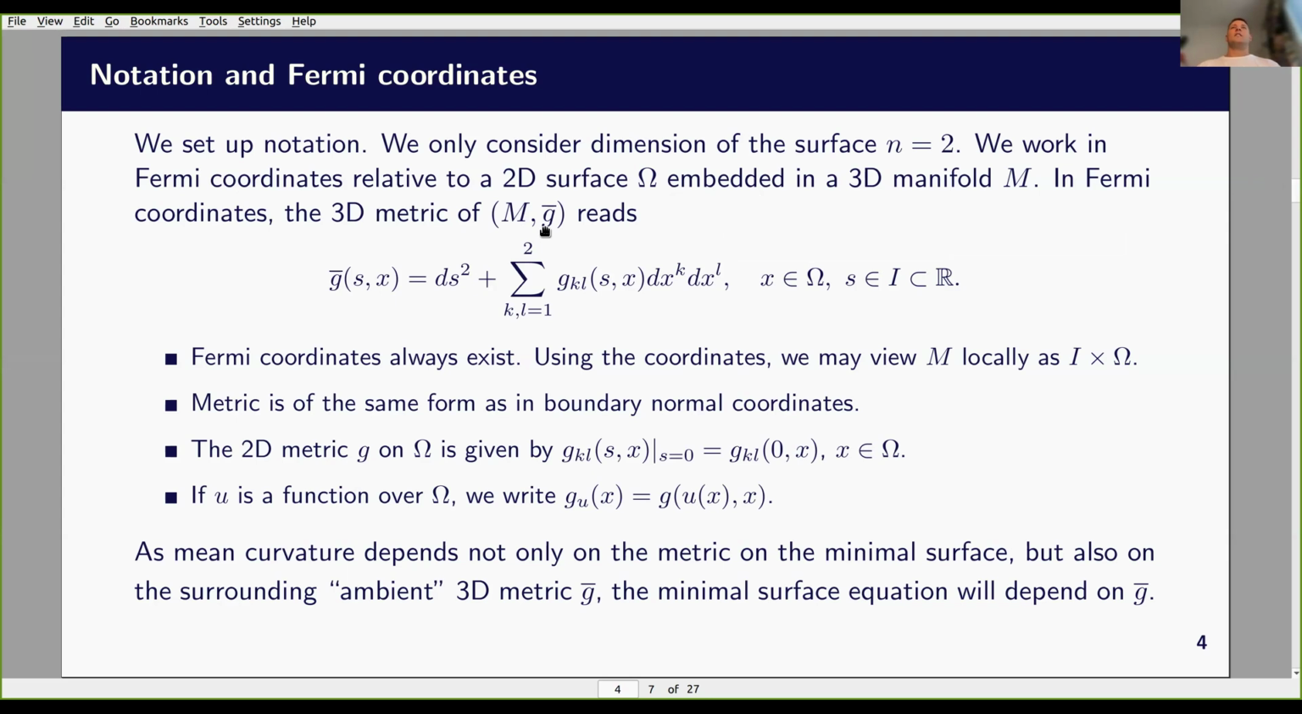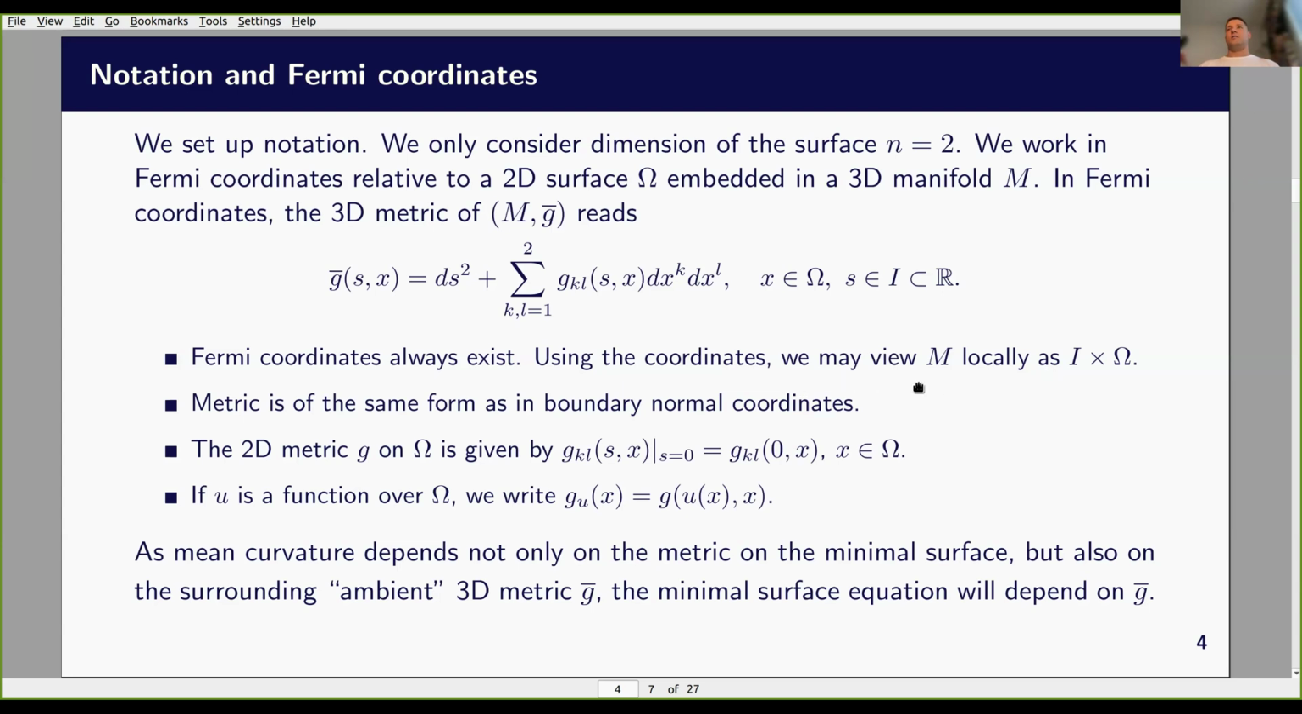In Fermi coordinates, the three-dimensional metric G bar looks like this. So it has two parameters, S, which belongs to an interval in the real line, and X is a coordinate or a point on this two-dimensional surface omega. And the metric formula is this. So it has ds squared, so it's flat in this direction in that sense. And here the latter part contains a one parameter family of metrics parameterized by S on this surface omega. Fermi coordinates always exist, so using this is not a restriction of generality.